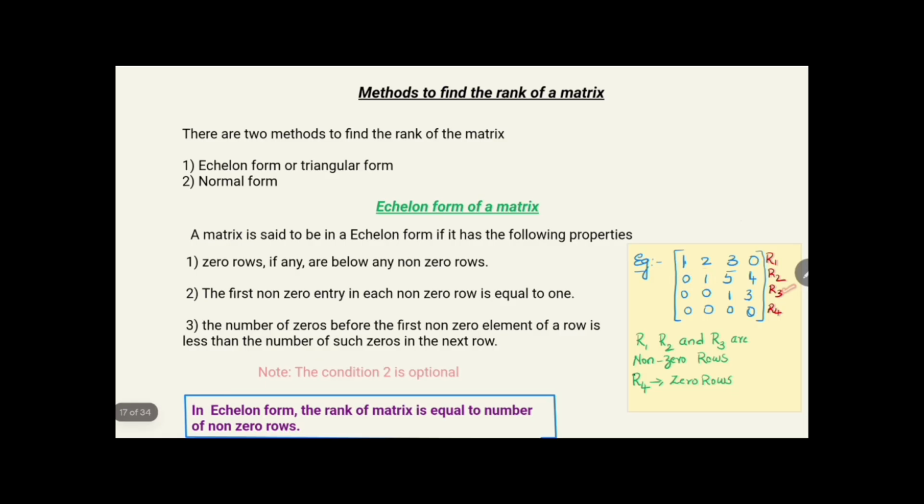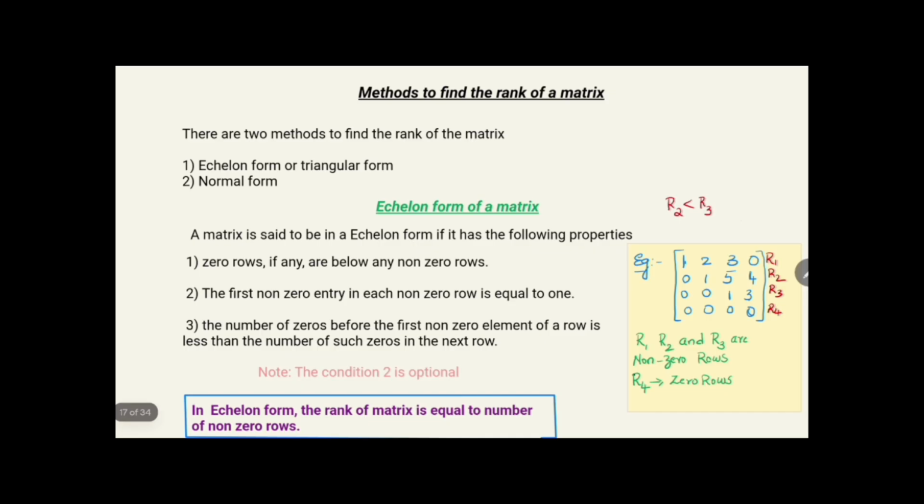Now coming to R3, what is the non-zero element in R3? It is 1. And before 1, we have 2 zeros here. So what does it mean? R2 has one 0, R3 has 2 zeros. That is, the number of zeros in R2 is less than the number of zeros of the next row, that is R3. So this is the third condition. R2 is less than R3.